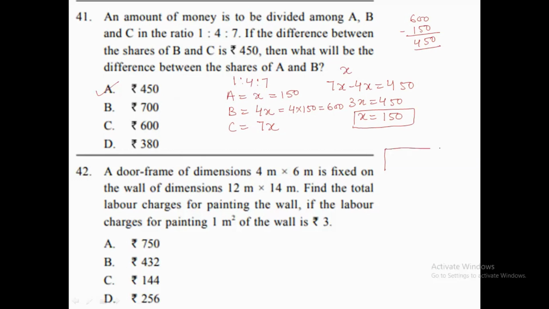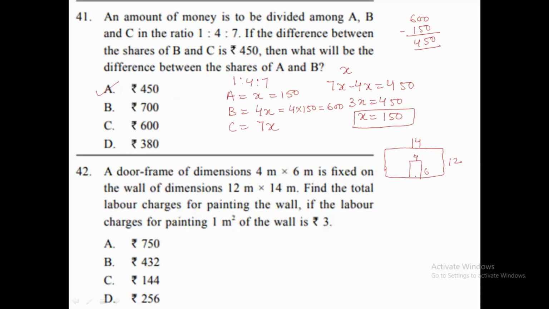A door frame of dimension 4 by 6 meter is fixed in the wall. Some wall is there like this, and one door is fixed over there. Now the dimension of the wall is 12 by 14, and the dimension of the door is 6 by 4.